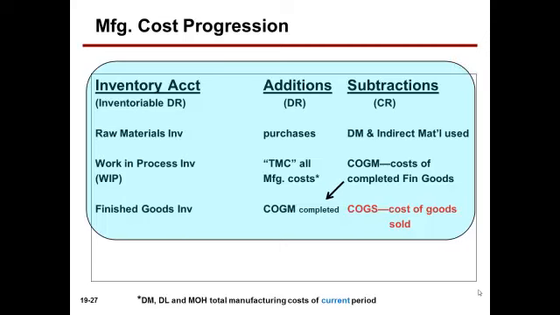Let's now move to our final inventory account in the factory, finished goods inventory. We saw as we completed product, we increased finished goods inventory with the debit, the COGM dollars. Now as we sell finished goods inventory, we'll remove them from that account through a cost of goods sold calculation, taking them out of finished goods inventory and putting them to a cost of goods sold account, which is an expense account on the income statement. This is a much simpler calculation.